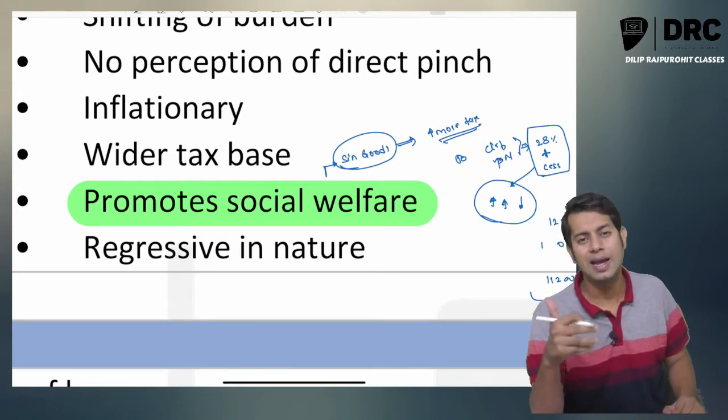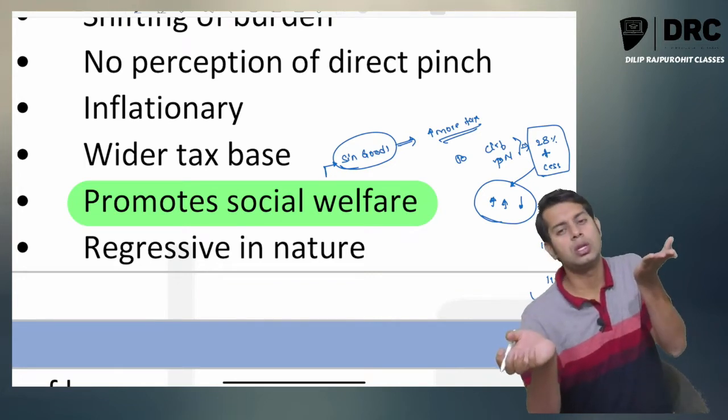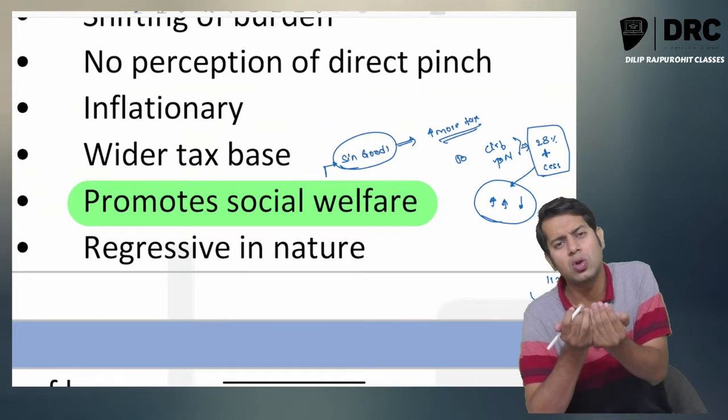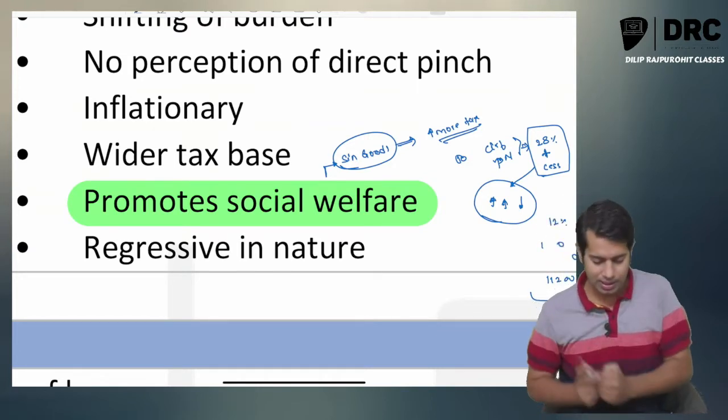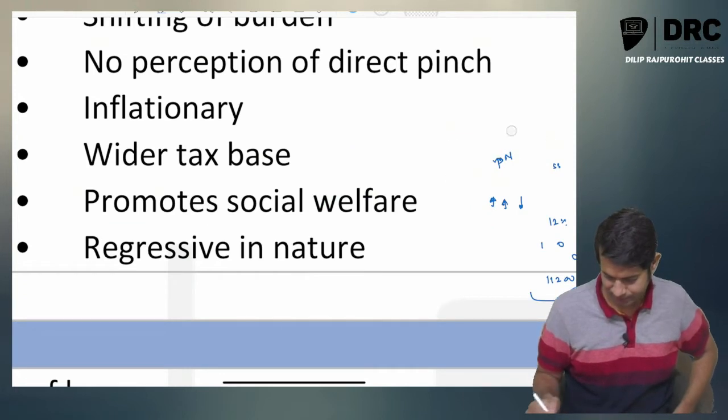The government says indirect taxes promote social welfare. There are sin goods on which I am going to collect a huge amount of taxes. Because of that, the number of people who consume them will also decrease. But whether it is actually happening or not, we don't know.